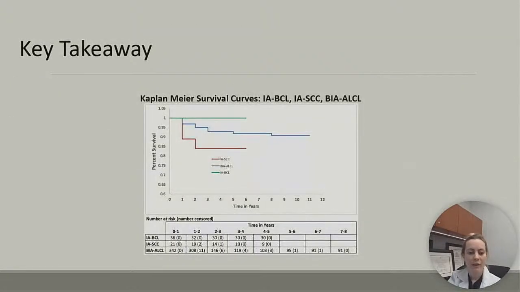So in summary, the ALCL and B-cell lymphomas behave very, very similarly. They tend to be indolent and tend to be adequately treated, usually with surgery alone if it's early stage disease. But the squamous cell carcinomas, unfortunately, are much more aggressive and require much more aggressive treatment as such.